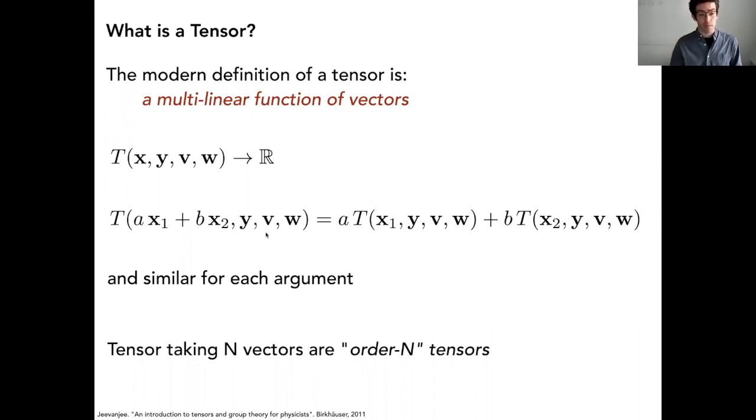So it's a function that eats some number of vectors. And so in this case, it eats 4. So this is an order 4 tensor. In general, you can talk about order n tensors. So that's really what a tensor is. And this is a more geometrical, basis independent way of talking about them.